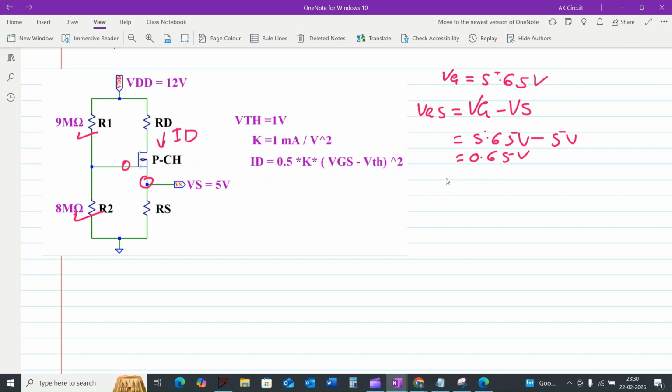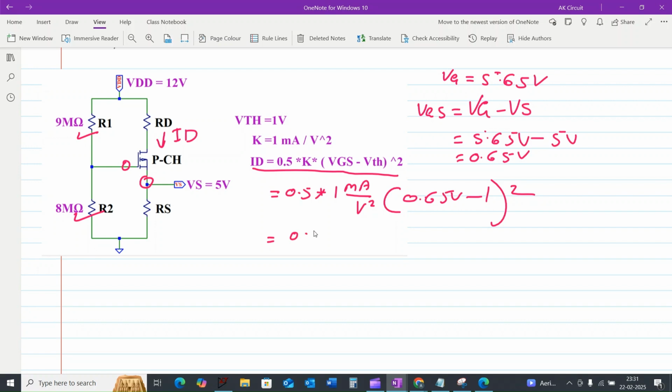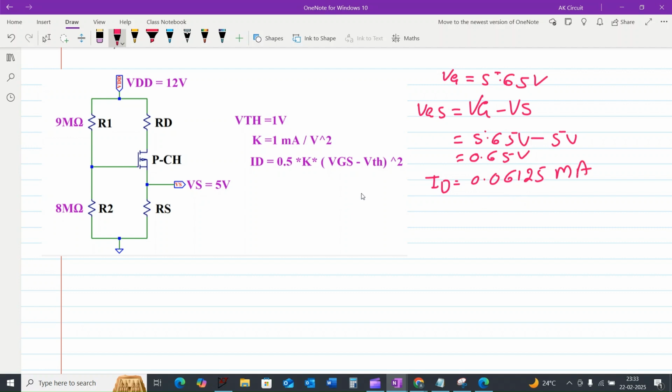Now we are going to find the drain current ID by using the equation ID is equal to 0.5 times K times (VGS minus VTH) whole square. So ID is equal to 0.5 times 1 milliamps per volt square times (0.65 volt minus 1) whole square, which is 0.5 milliamps per volt square times (minus 0.35 volt) square, and when we simplify this we will get approximately 0.06125 milliamps.